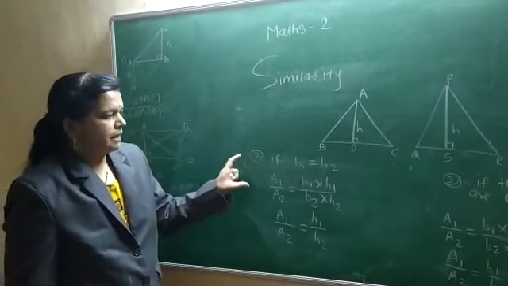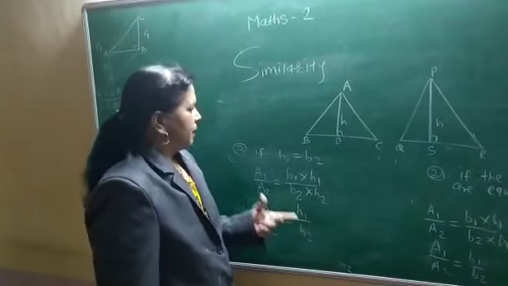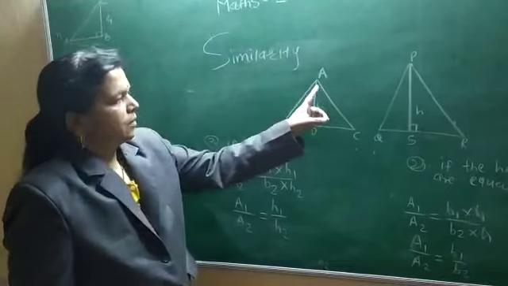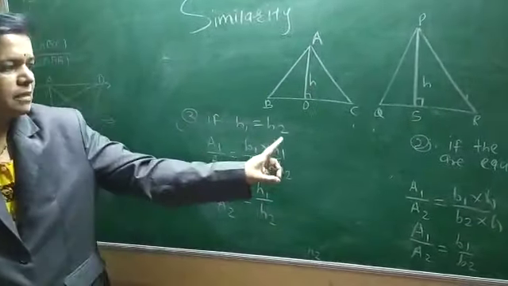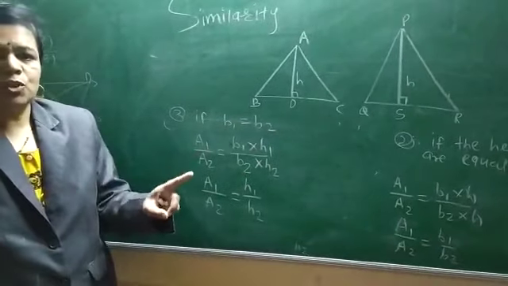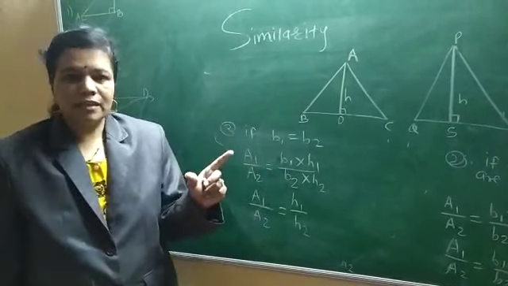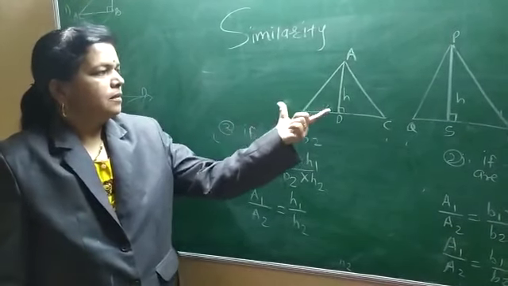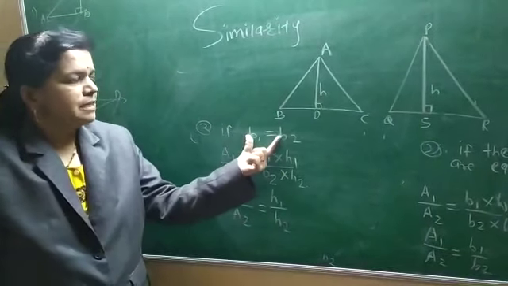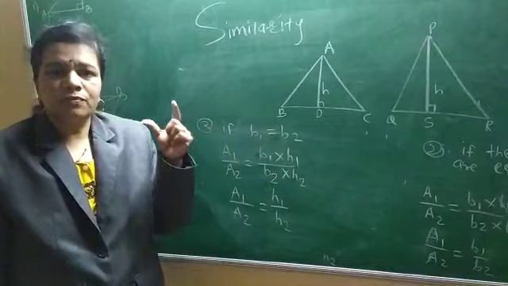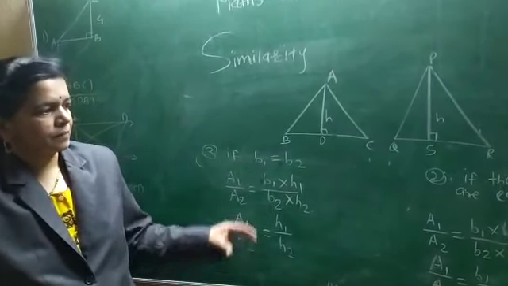Then we can make a sentence of this property. What is the statement of the third property? The ratio of areas of two triangles with equal bases is the ratio of their corresponding heights. This is the third property.